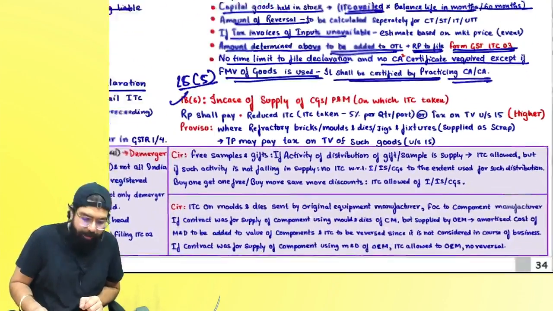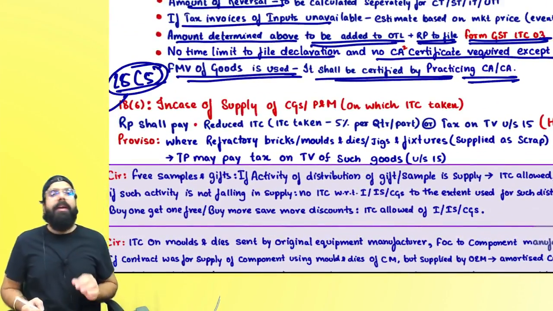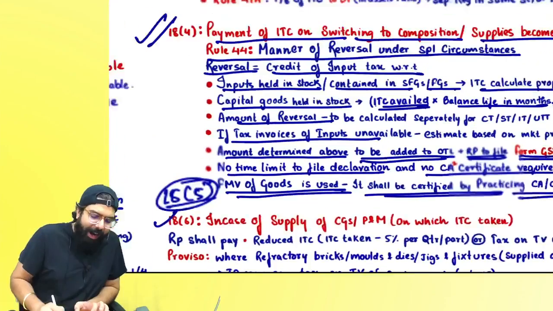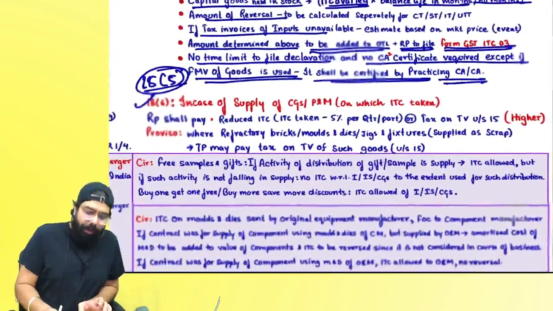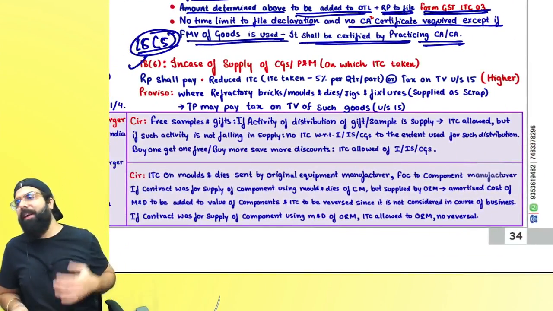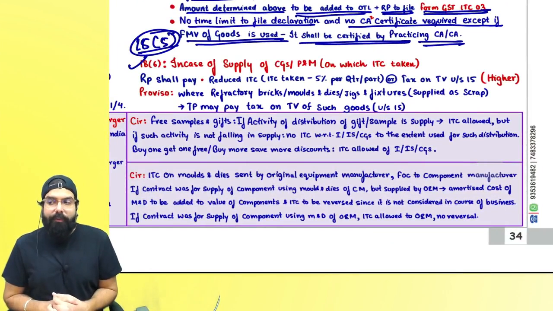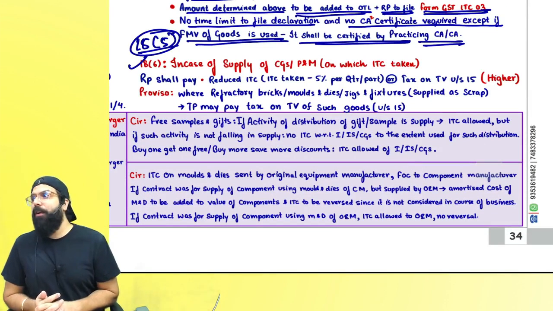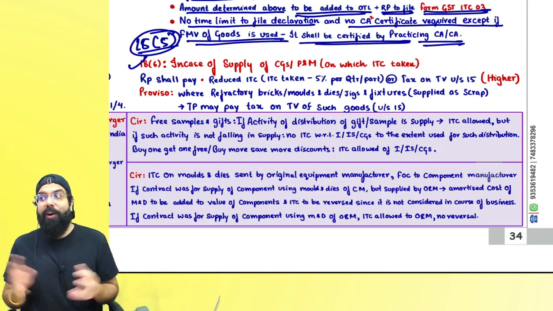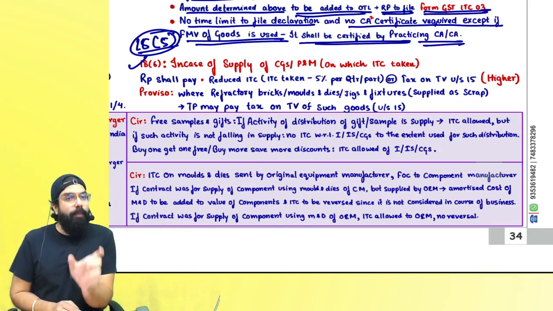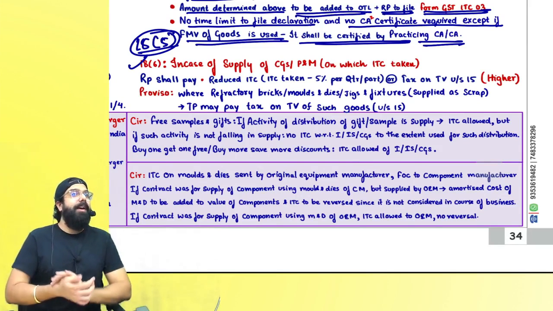Right, everyone? Always remember section number 18(5) is total bakwas. 18(5) goes ahead and says please follow rule number 40, and for reversal follow rule number 44. Okay, we will do. Section number 18(6) goes ahead and says if you are going ahead and supplying your plant and machinery and capital goods, you will have to pay tax on transaction value or the ITC minus 5% per quarter or part thereof. That is the reduced amount of ITC, whichever is higher.